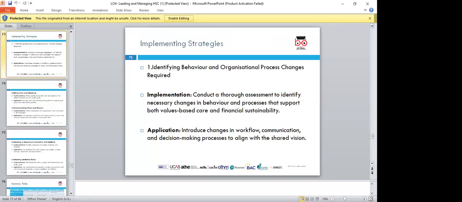What then will be the implementing strategies? One, identify behavioral and organizational process changes required. Conduct a thorough assessment to identify necessary changes in behavior and process that support both value-based care and financial sustainability. You have to identify changes that may occur in behavior among staff, just as you're able to tell the behavior change for patients as well. And the application will be that you introduce changes in workflow, communication, and decision-making processes to align with a shared vision.